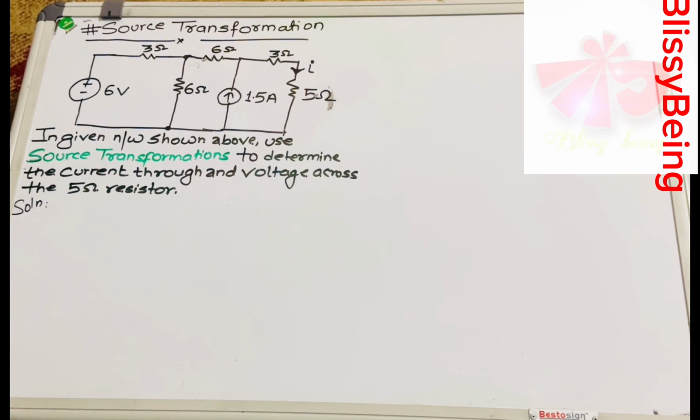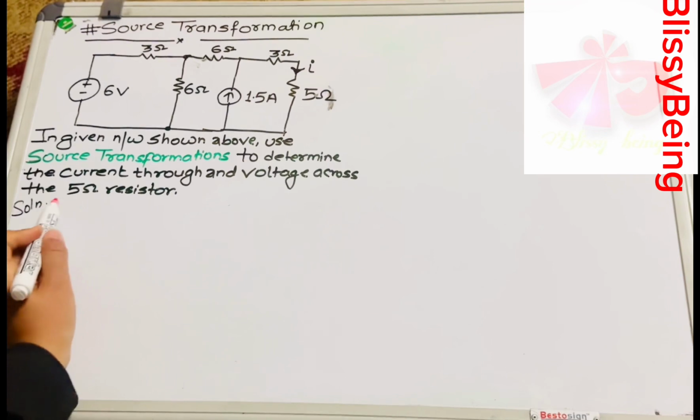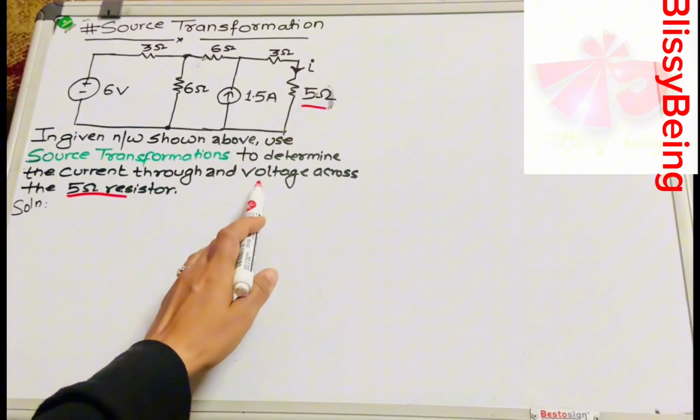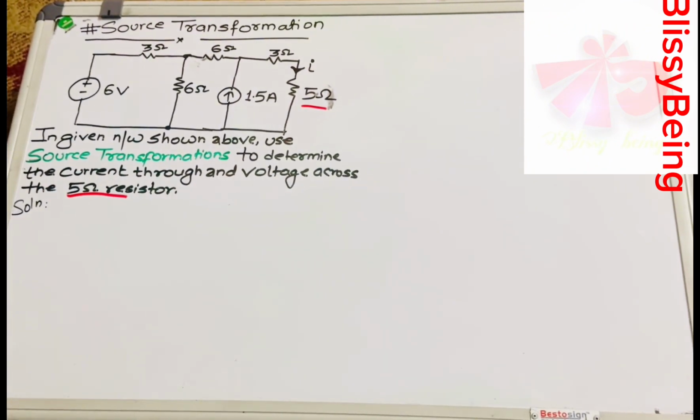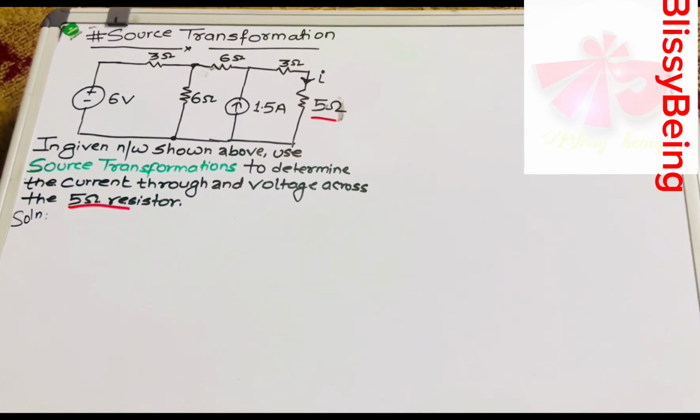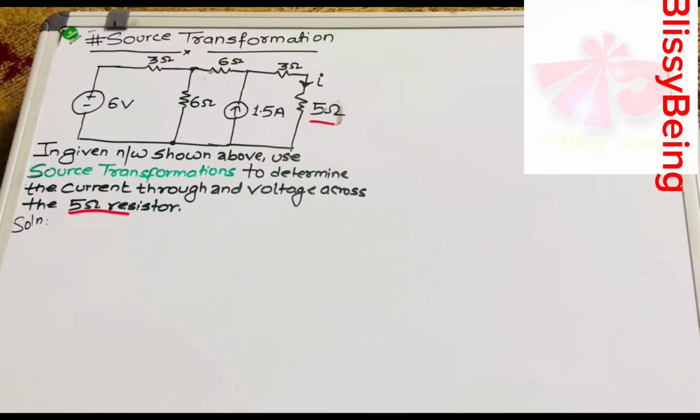In this video we are going to solve this question using source transformation. I hope you all know that in source transformation we transform the voltage source into a current source and the current source into a voltage source. We need to find the current flowing through the 5 ohm resistor, this one, and the voltage across the 5 ohm resistor using source transformation. So let's initiate it. Source transformation is one of the easiest ways to solve problems.